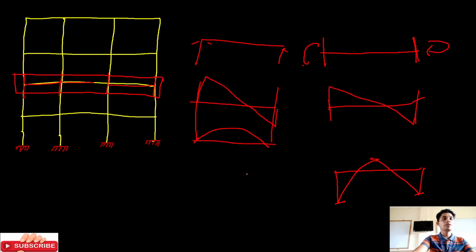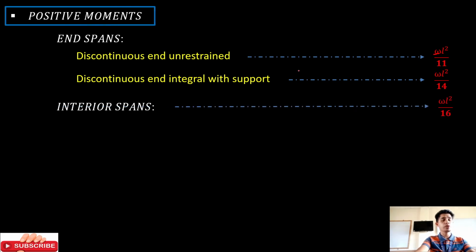So may binigay na coefficient ang NSCP. So ito yan. So positive moments, sa mga end spans, sa dalawang dulo, pag yung ating beam is discontinuous and unrestrained. Pag sinabing unrestrained, hindi siya naka-fix. So, ang formula ng ating positive moment is wL squared over 11. Babasahin ko lang itong w pero hindi siya talaga w, para mas madali. So, discontinuous and integral with support, ang formula niyan is wL squared over 14. Yan yung mga sa end spans. Kapag yung mga interior spans, wL squared over 16.